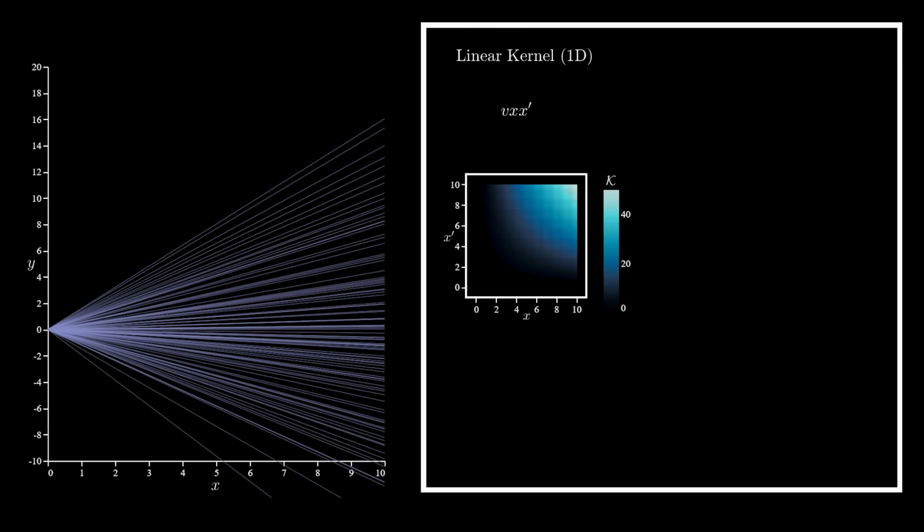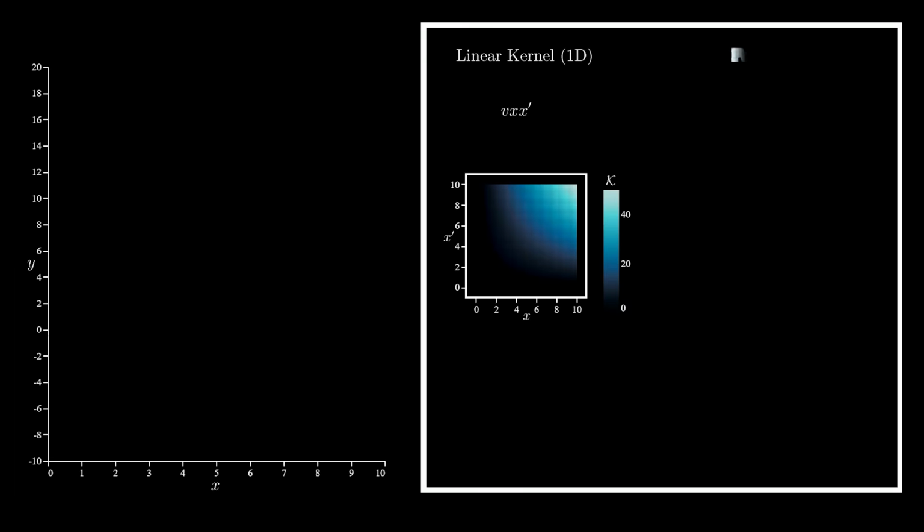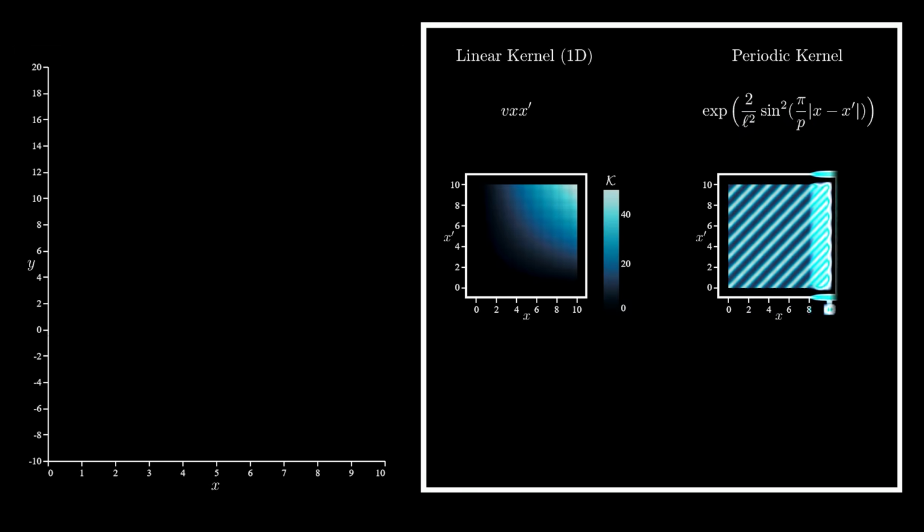Just as an FYI, it's not hard to add a shift parameter that allows a non-zero y-intercept. But in this case, we don't need it. Next, let's introduce the periodic kernel, which is written like this. It has two hypers, the length scale and the period, and its heat map looks like this.